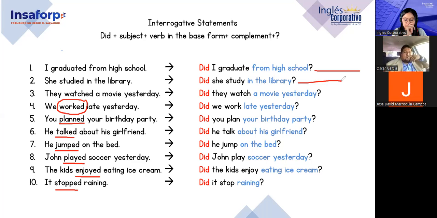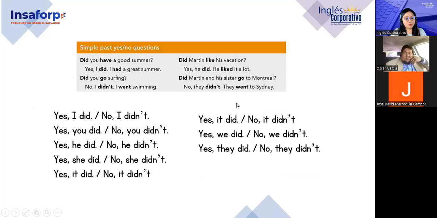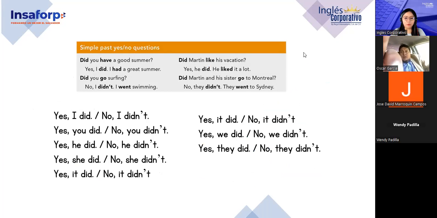Fíjense que todas estas preguntas, ocupando el auxiliary verb did, those are yes, no questions. Se pueden responder con yes and no. Claro, tenemos la forma corta, forma completa de responder. Vámonos a ese ejercicio. ¿Cómo doy respuesta entonces a estas interrogantes? Look what we have. As you may see, this is a group of questions that is called simple past, yes, no questions. Así se le llama a este grupo.